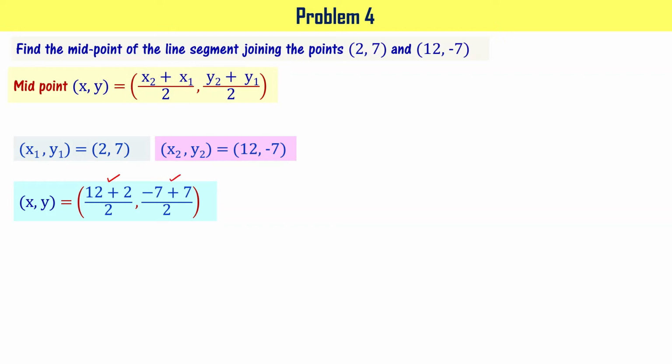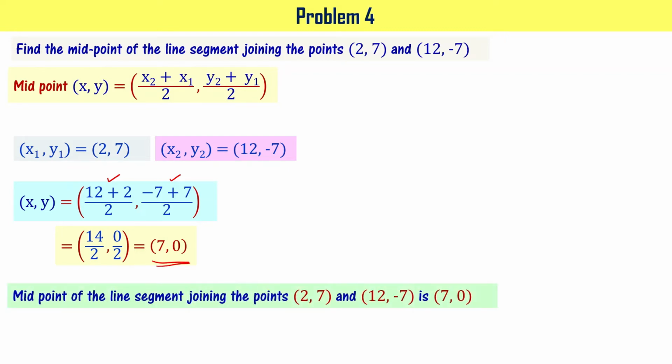When you simplify it, you can write it as (14/2, 0/2), right? That is equal to (7, 0). So to answer the question, the midpoint of the line segment joining the points (2, 7) and (12, −7) is (7, 0). This is what we are asked to find, right?